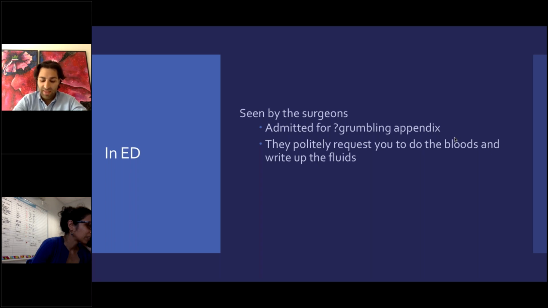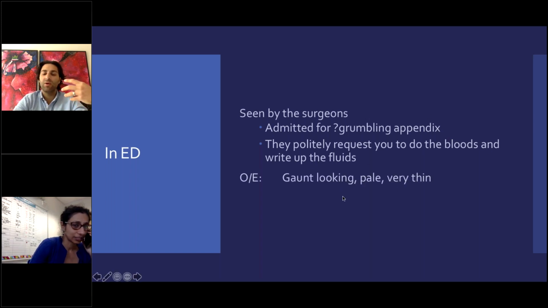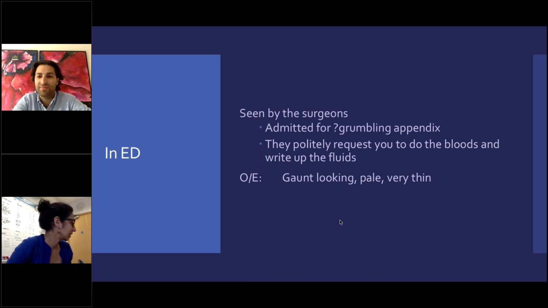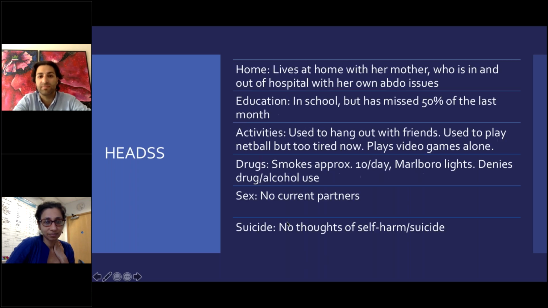So you very kindly, very dutifully decide to agree and do the bloods and write up the fluids and antibiotics for the patient. And when you're doing the bloods, you notice that the patient is very gaunt looking, very thin, quite pale, and this concerns you. And again, because you're a good paediatrician and you're always thinking with your paediatrics hat on, you decide while you're doing your bloods to do a HEADSS assessment. Who does HEADSS assessments regularly on adolescents and teenagers? You don't have to answer this. We should all be doing them, because this is what comes out in your HEADSS assessment.